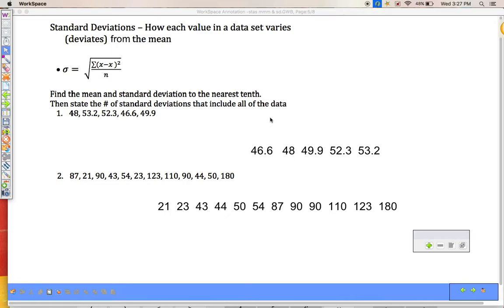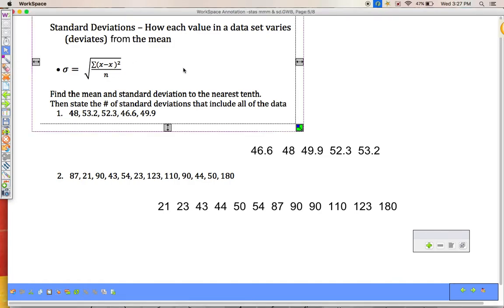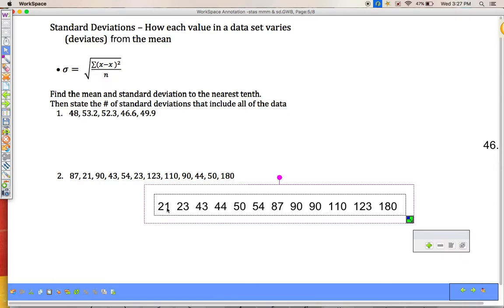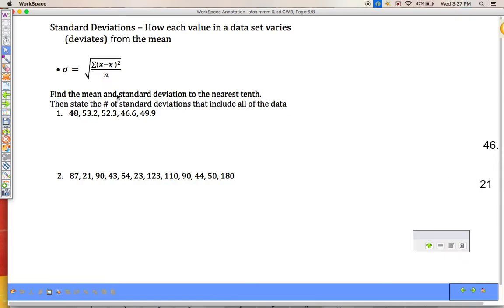Standard deviation is going to be how each value in a data set varies, how it deviates, how it's changed from the mean. Big, ugly formula. All right, you don't need to know it. Just know that there is a formula that could do it if you need to. So what we're going to do is find the mean and standard deviation to the nearest tenth.